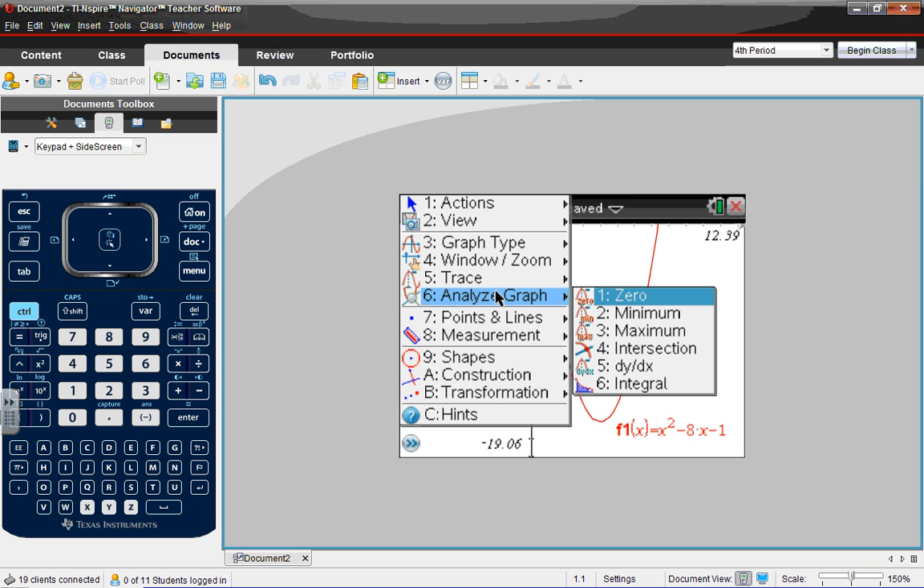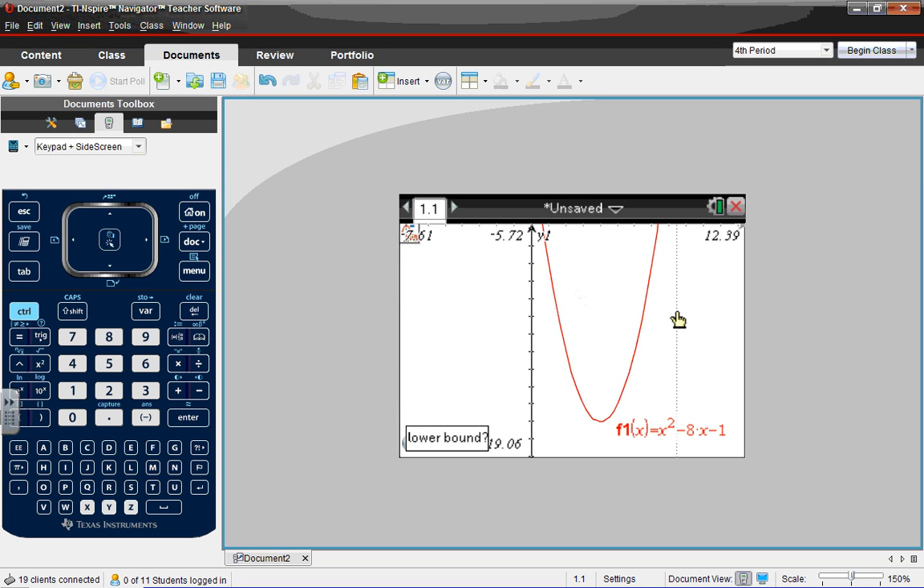Why minimum? Because it is the minimum value of the graph. So I go to the left of the valley and click, go to the right of the valley and click, and check it out. Is that the point that we got for our vertex? Are we right so far? What does that tell you about our standard form that we got previously? That we did our work correctly.